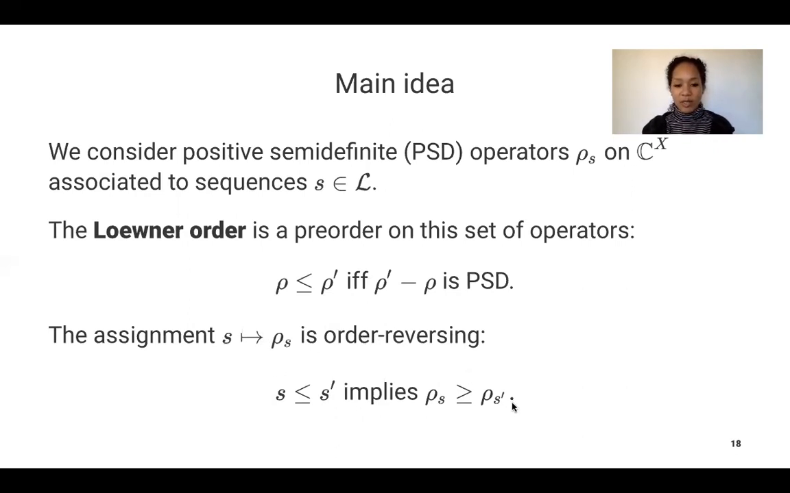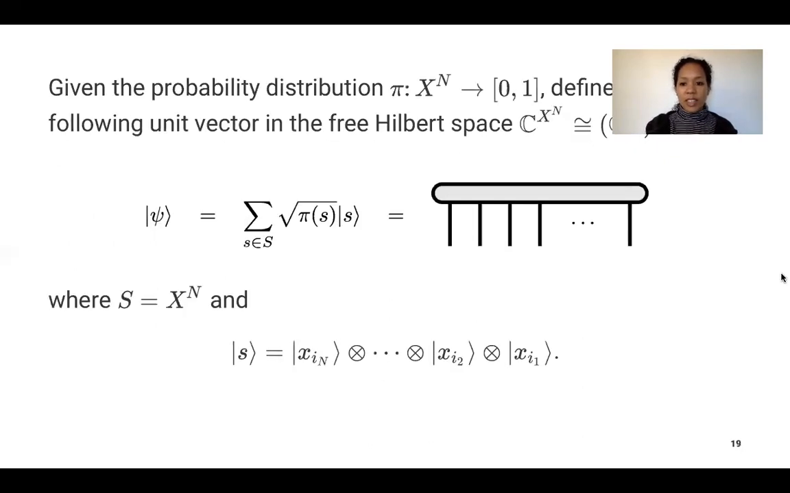So in the language of category theory, we call this assignment a functor between categories, and the fact that it reverses the order means that it's a contravariant functor. But let me describe for you, given a sequence S, what exactly is this operator rho sub S?